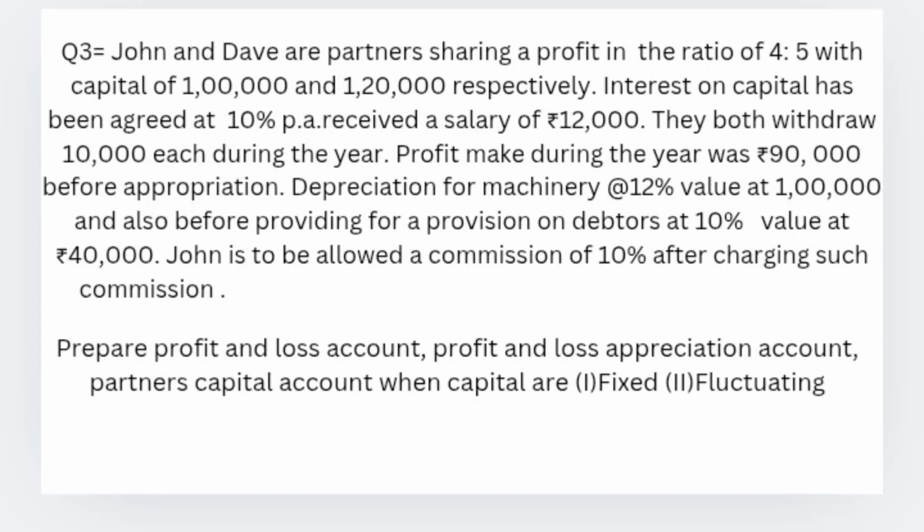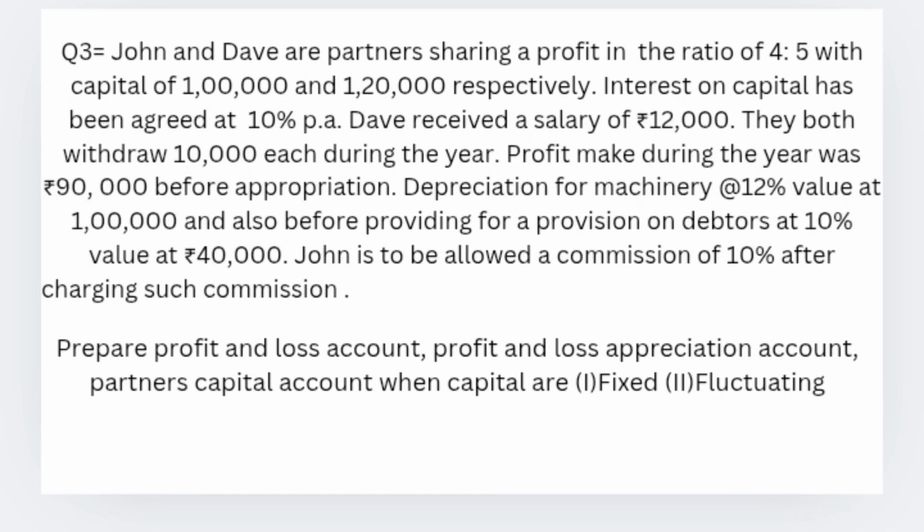I'm Rangjit, and in today's video, we're going to solve one more question from Profit and Loss Appropriation account. This is the last question from this topic. In this question, we're going to prepare Profit and Loss account and Profit and Loss Appropriation account when capital is fixed and fluctuating. Make sure you watch the full video so that you will understand better. Let's get started. Let's break down the question together.